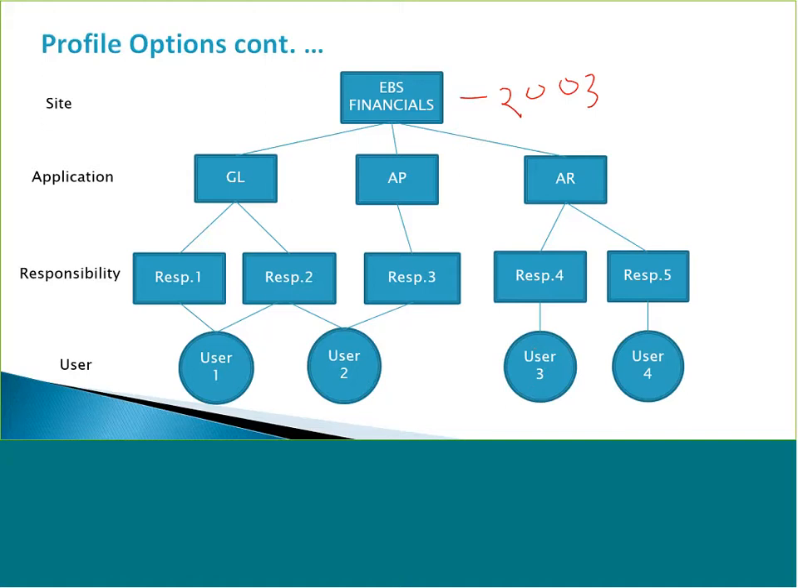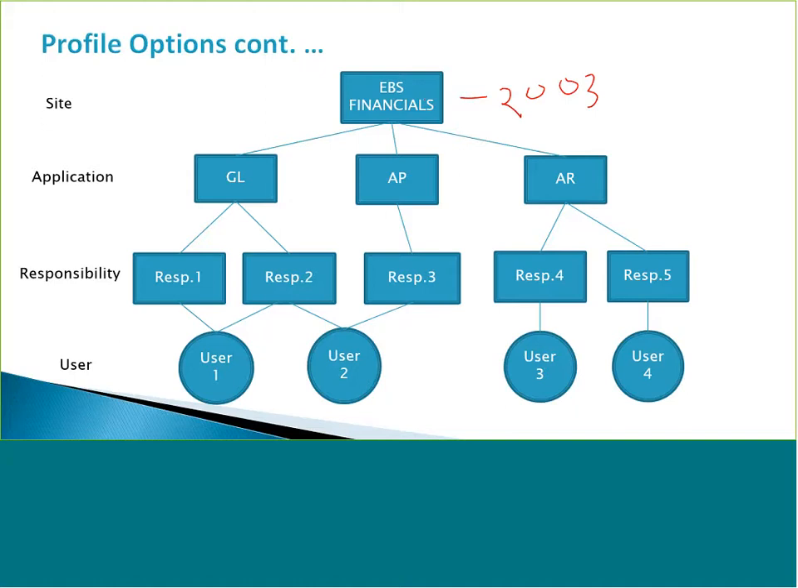This user has a responsibility 4. Oracle is going to check and see that at the responsibility level, no Excel version option has been defined. So it's going to leave that level, okay? And then it's going to go to the application level. For this level also, nothing has been defined. So it's going to leave that level and go up to the site level.